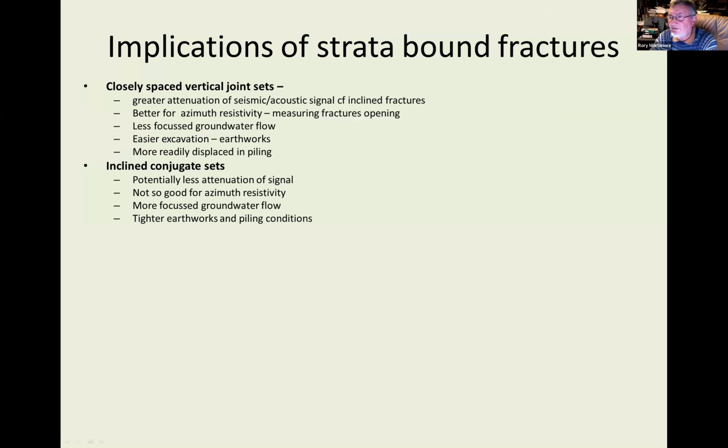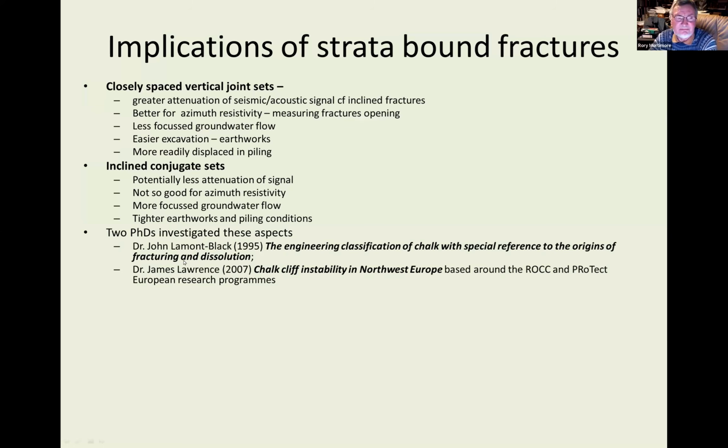So you tend to have more primary fractures, and they tend to be clay mineralized along their fractures, which doesn't allow the interaction of water into the pores around the chalk quite so readily as it does in the clean fractures, vertical fracture sets. And so you're getting groundwater flow much more focused and going very rapidly down, sometimes through this particular rock. It's tighter for earthworks and for piling conditions.